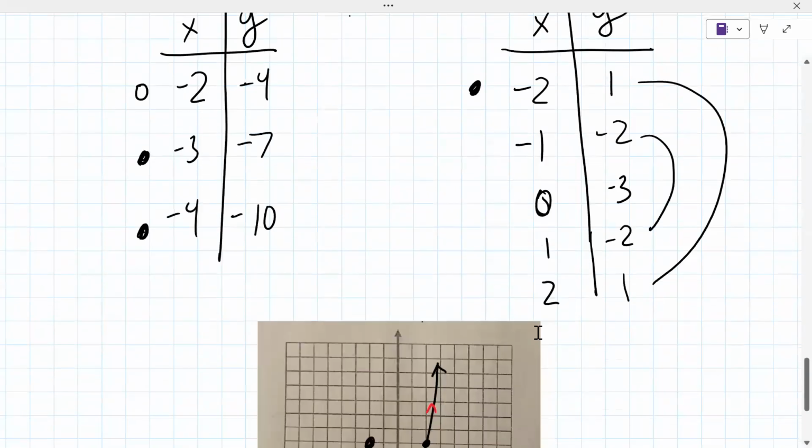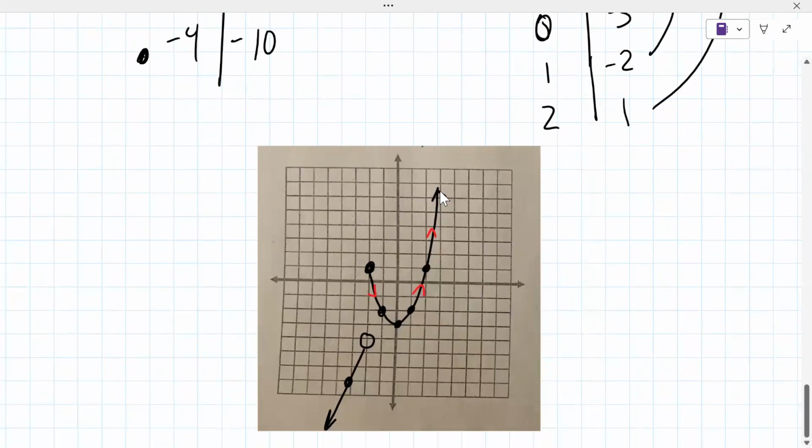Okay. So this is what the graph looks like. You have to be able to replicate this. Even if you don't fully understand it, you have to fully replicate it here. Okay. So now we can do the rest of this.